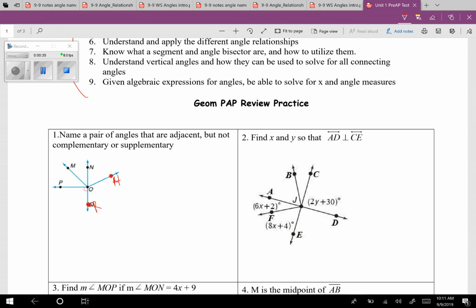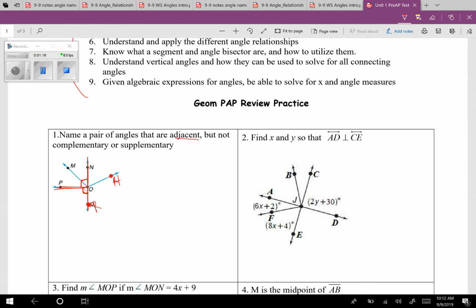So it says name a pair of angles that are adjacent but not complementary or supplementary. Complementary means that they add up to 90 degrees. So we see this line here, and this line right there. This is 90 degrees. So that means over here, this is also 90 degrees. So you can't use POM and MON because that adds up to 90. Now supplementary means making 180. So we couldn't use NOH or ROH because those are supplementary there.